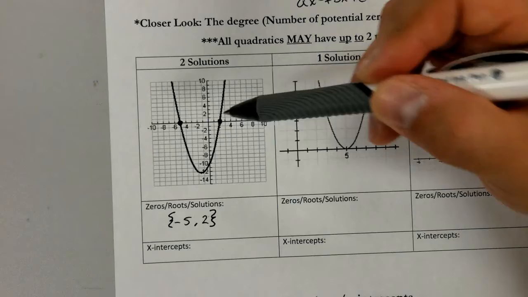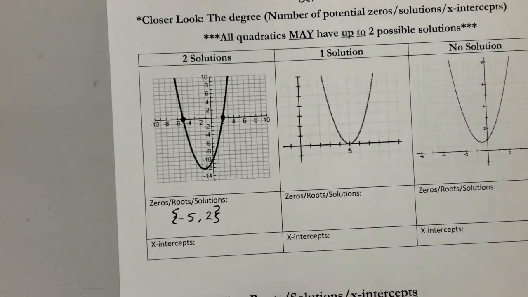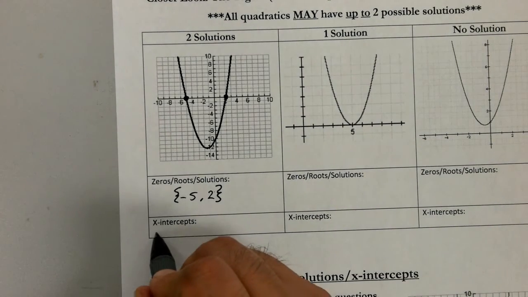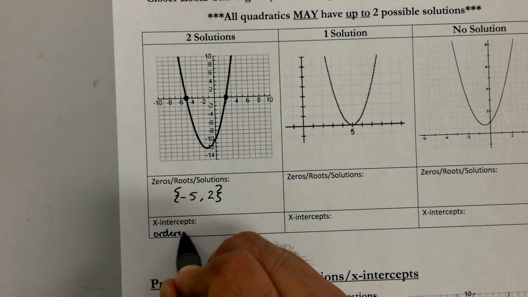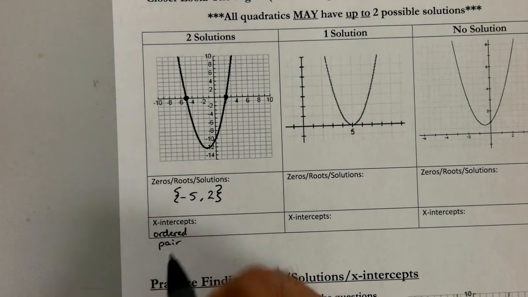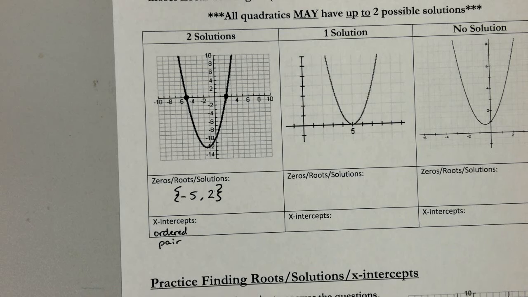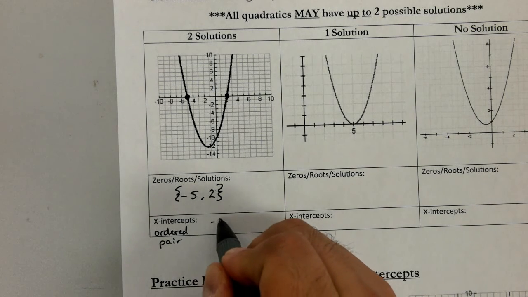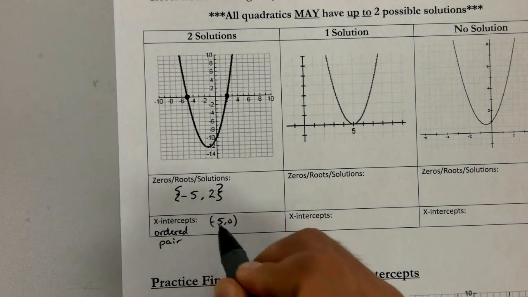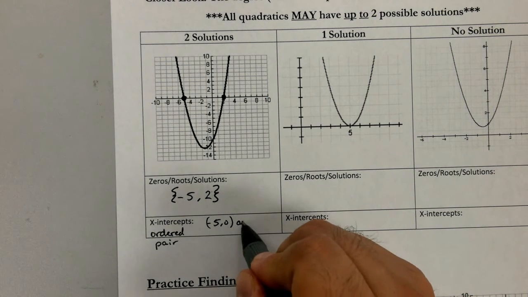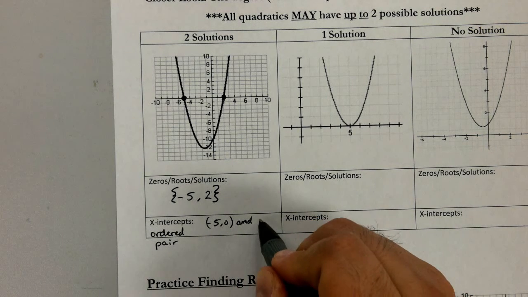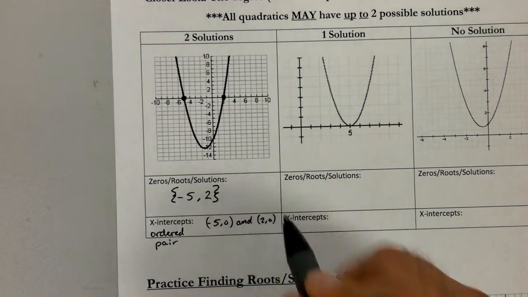or my points. Now, if I ask you for an x-intercept, that means I really want an ordered pair. I want you to actually tell me the coordinates of those zeros. And so this would be (-5, 0). That's one of them. And this would also include the other point, which is (2, 0).